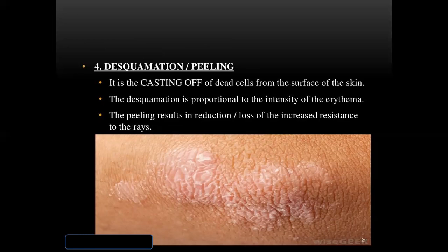Fourth is the desquamation or peeling. It is the casting off of the dead cells from the surface of the skin. The desquamation is proportional to the intensity of the erythema. The peeling results in reduction, loss of the increased resistance to the rays.